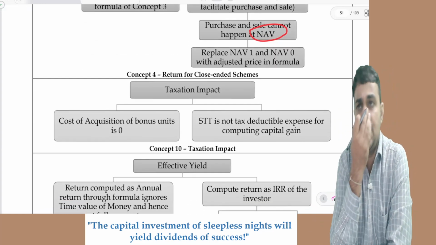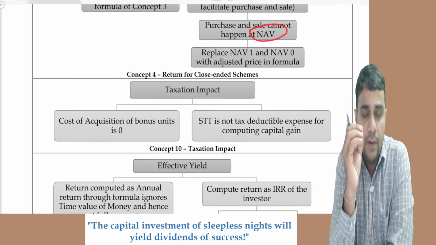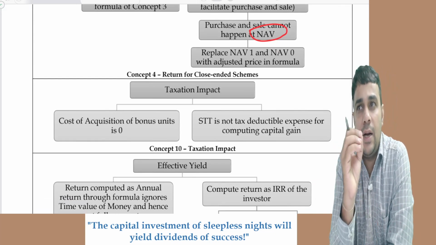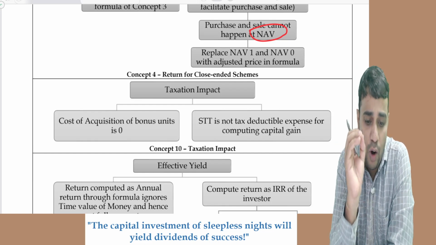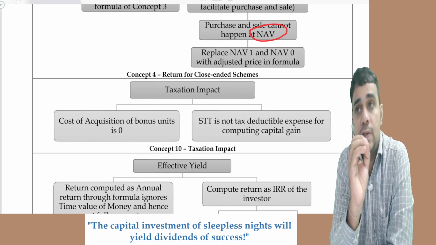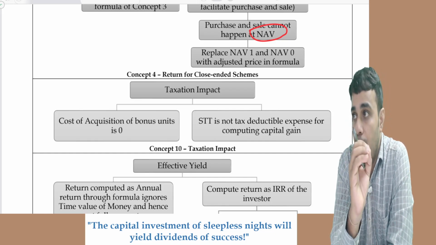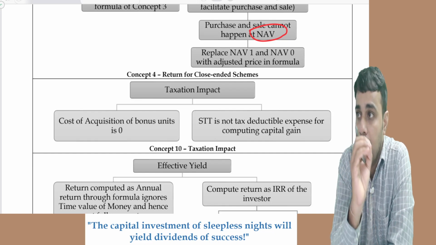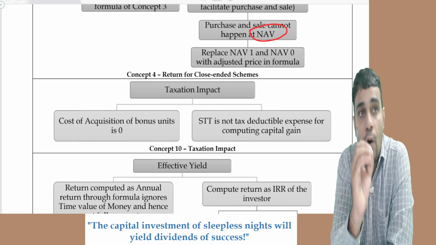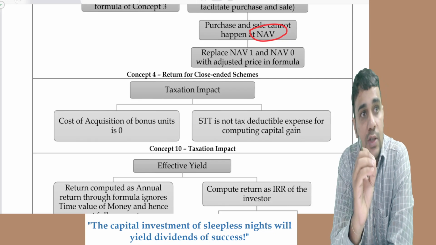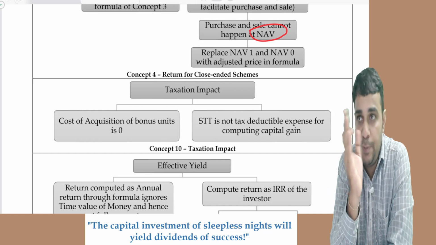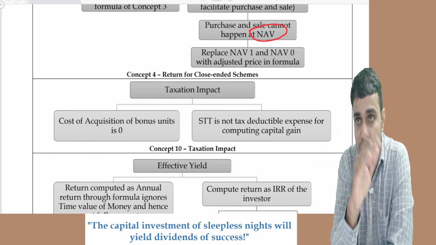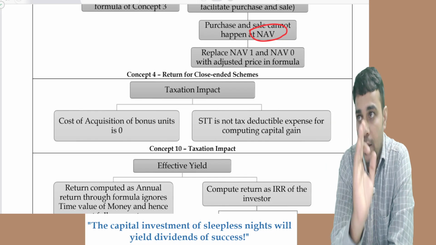Okay, taxation impact. When I do a problem, some questions will have short term capital gain, long term capital gain and all. For that purpose, I'm giving this. Cost of acquisition of bonus unit. Bonus unit is 0. When you calculate your short term capital gain or long term capital gain for bonus units, the cost of acquisition will be taken as 0. There are certain specific dates beyond which the bonus unit has a value. All that I'm not getting into. This is what ICA does.